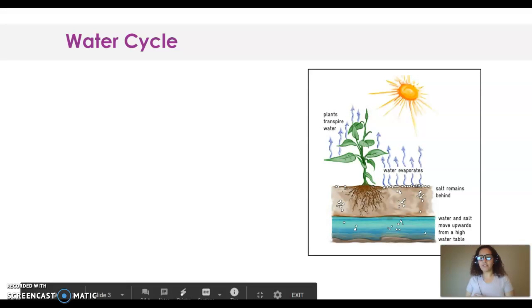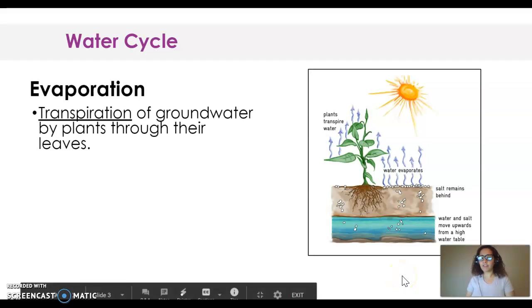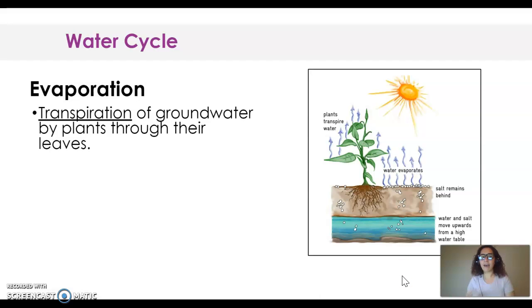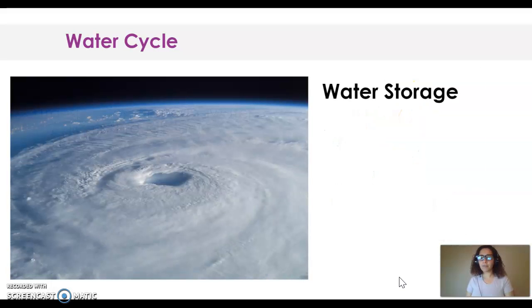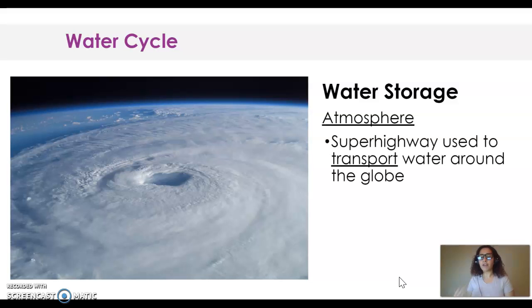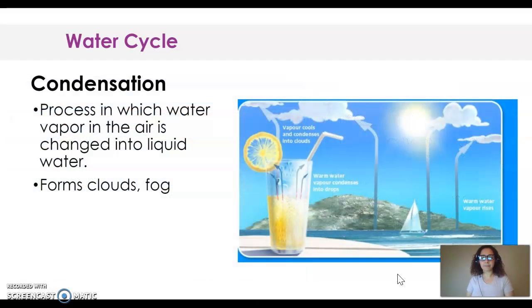But things don't always just evaporate from lakes and oceans and puddles on Earth. There's also something called transpiration, and that is the evaporation of groundwater by plants through their leaves. So this is another way that water vapor can be returned to the atmosphere. So once that water vapor gets to the atmosphere, it's going to be stored there and transported around the globe. So this is how we get different storm systems in different areas. And it involves both condensation and precipitation here.